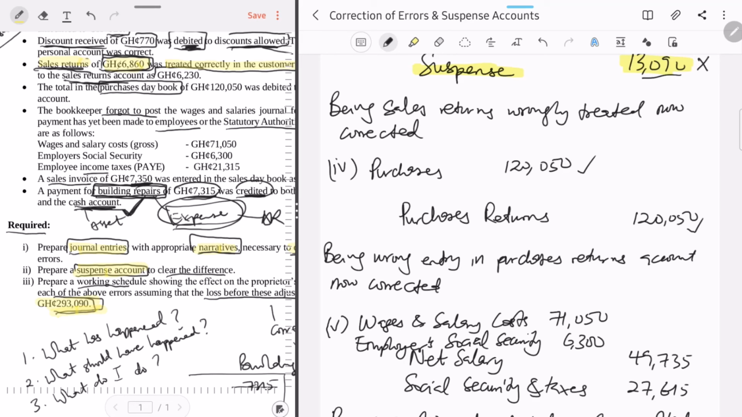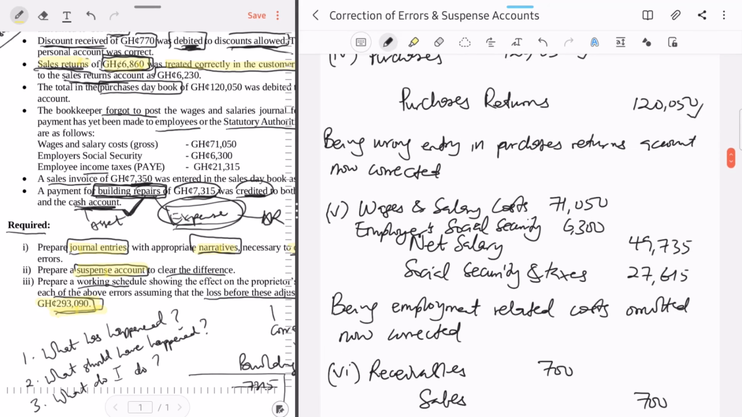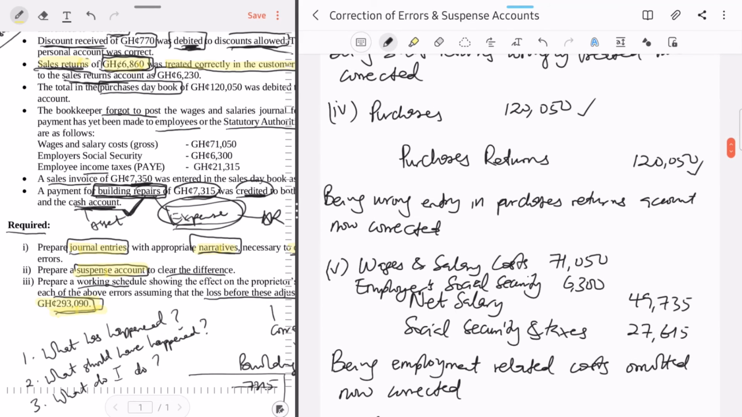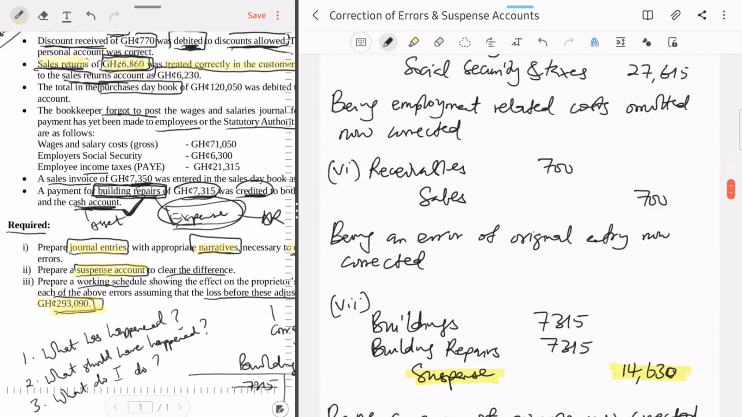So you have two options. You can leave it out, but I think if it's an exam, let the examiner know that you know. So just list it and let the effect be 0. A good student can just leave it out, but please just list it in case the examiner is marking with tick marks and you get a tick or half a mark for every tick. So purchases will be debited, purchase returns will be credited, 120,050.